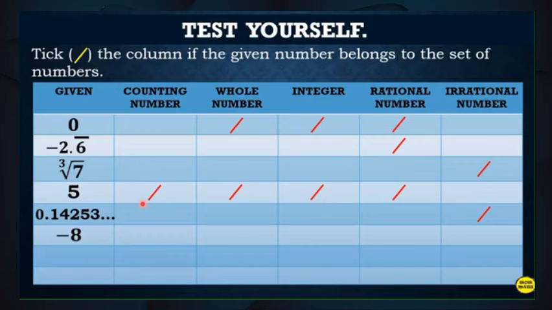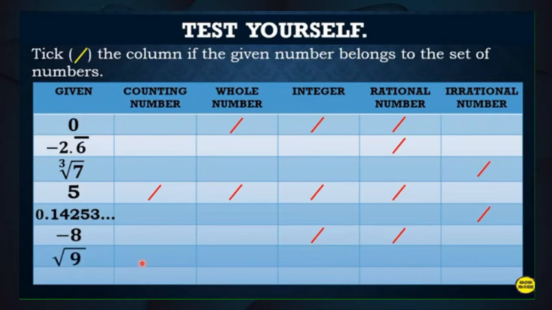Next, negative 8. So, negative 8 is not a whole number. This is also not a counting number, okay? But this is an integer, okay? Kasi this is under negative integer. So, kung integer siya, therefore this is rational number.